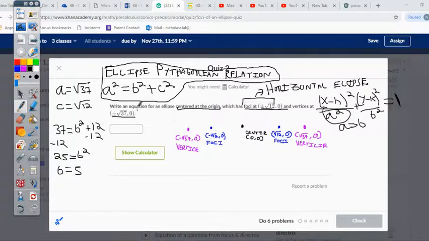We have H, K: the center is at the origin, so H, K is going to be 0, 0.